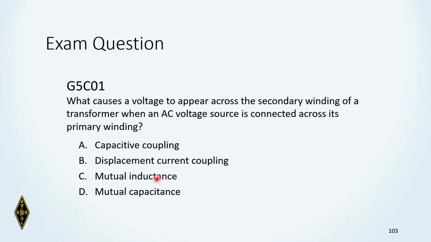Okay, a couple of exam questions. What causes a voltage to appear across the secondary winding of a transformer when an AC voltage source is connected across its primary winding? Why do they work? Charlie, mutual inductance. They're sharing the same core, and that creates this mutual inductance effect.